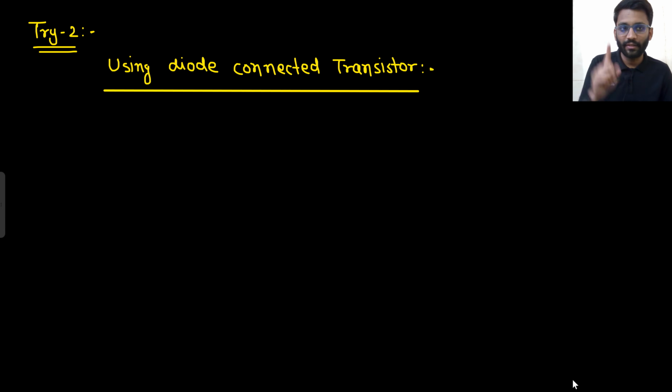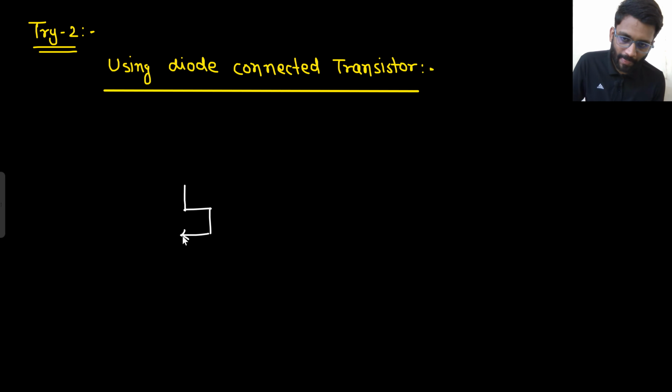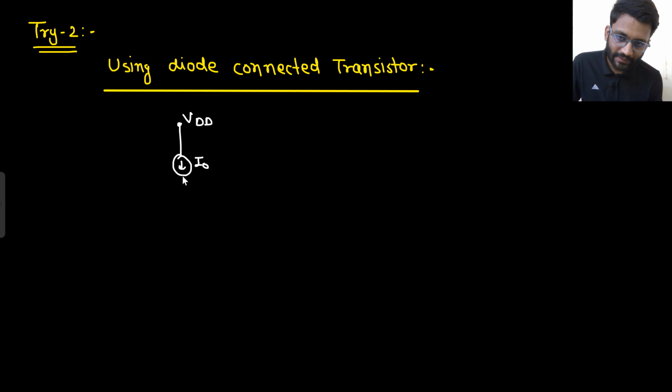Have you studied about it? Yes. In the common source amplifier, I told you about the diode connected transistor. So how does the diode connected transistor look like? This is a diode connected transistor. I will make it properly. I will pass the current which I was having, which is I naught, through a diode connected transistor.